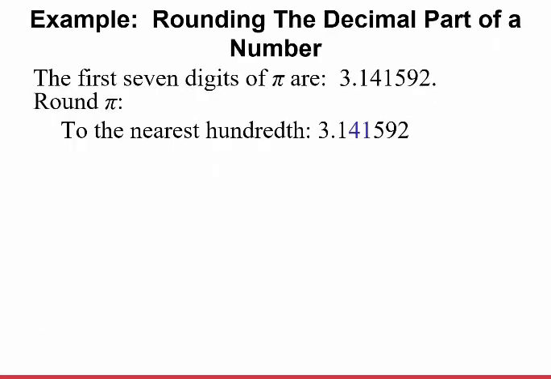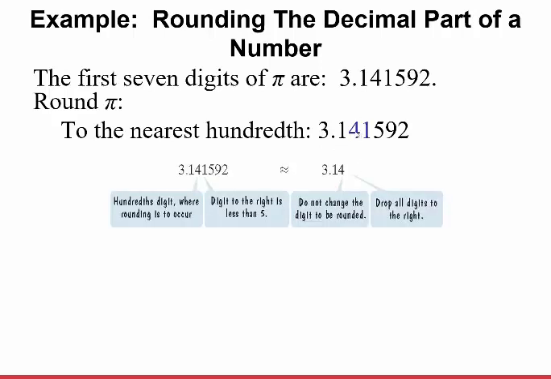All right, so let's do just another one. The first 7 digits of pi are 3.141592. So let's round pi first to the nearest hundredths. So we know that in terms of decimals, the hundredths place is right here. The hundredths digit is where rounding occurs, so I'm going to go to the 4. You look to the digit to the right, which is less than 5, so we do not change the digit.